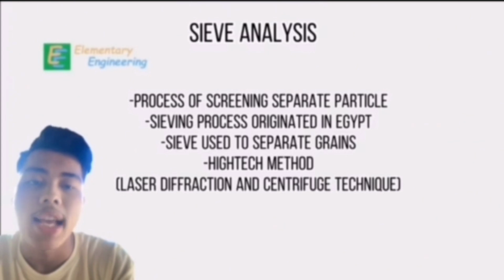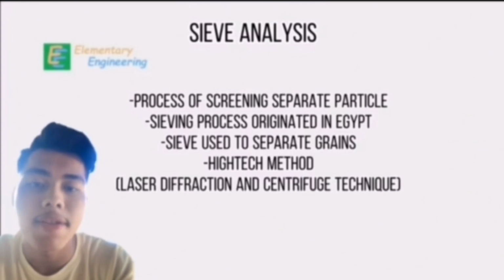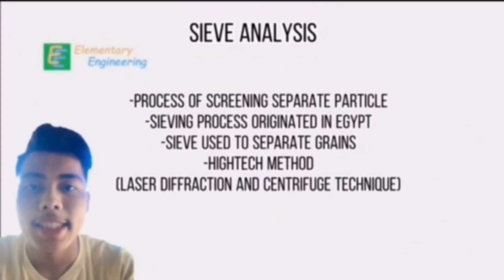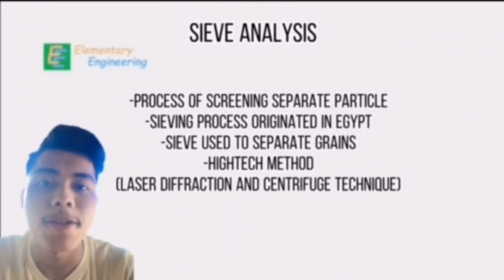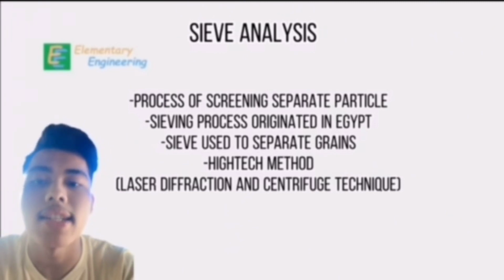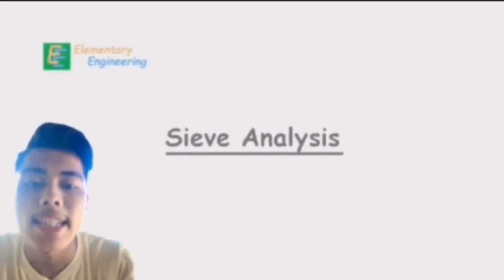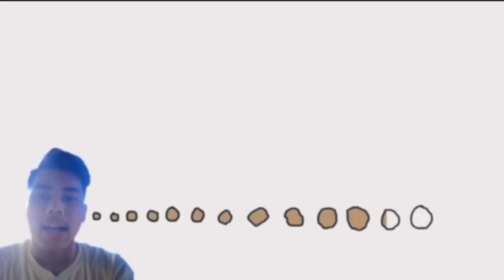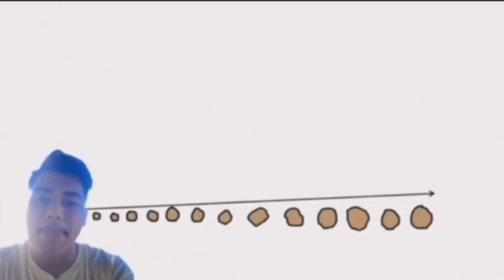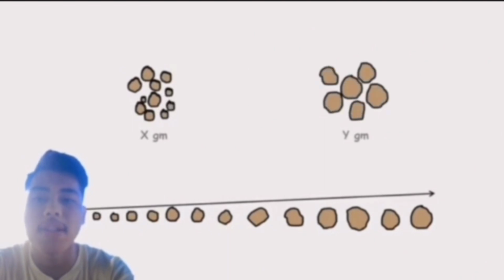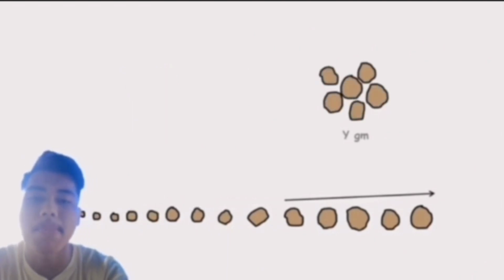Nowadays, they use high-tech methods such as laser diffraction to determine particle size. After that, there are other methods used, such as the centrifuge technique and sedimentation. The sieve is the most commonly used device for particle size analysis. However, sieve analysis is the method of particle size analysis which we use to determine the amount of particles of different sizes present in the soil sample.